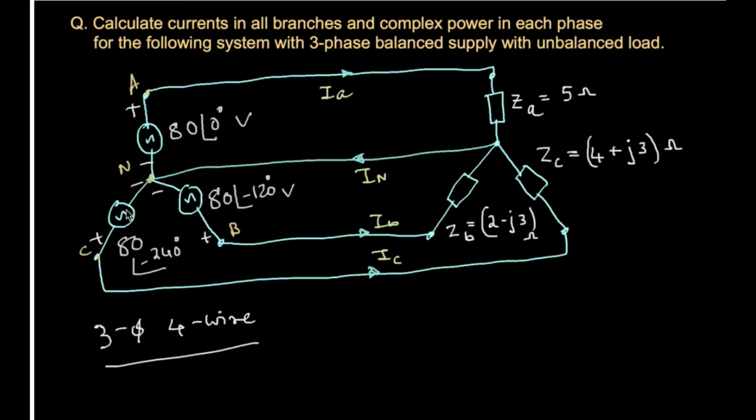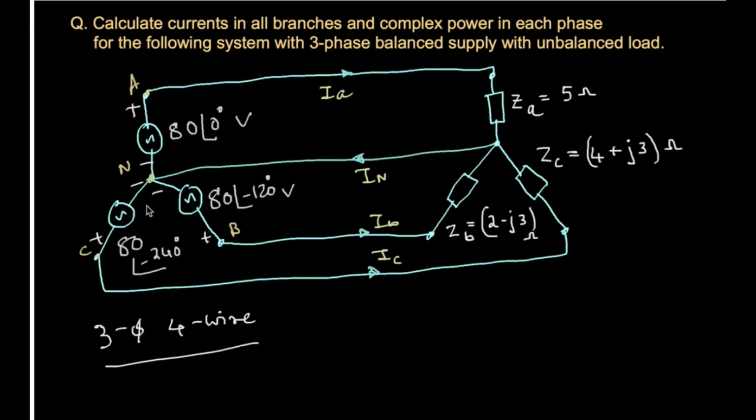So even if the supply is balanced, as you can see here, 80, 80, 80, the magnitudes are equal and the phase angle is 0 here, minus 120 and minus 240. So this source is a balanced source of voltages. VAN, VBN and VCN are the voltages here. The currents IA, IB and IC will be unbalanced currents, and this neutral will be taking the current, whatever is unbalanced, to this point.